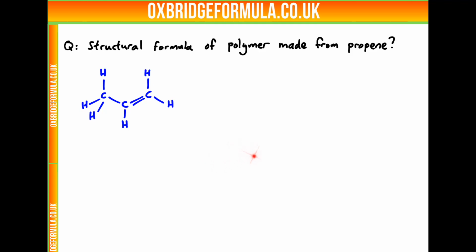So how do we go about this? Well, when we have alkenes polymerizing, we need to think about which part of the molecule actually reacts and forms the new bonds. So which part is that? We know the most reactive part of an alkene is the C=C double bond, and this is the bit that reacts and forms new bonds to itself, so more molecules of propene, to eventually form this polymer.